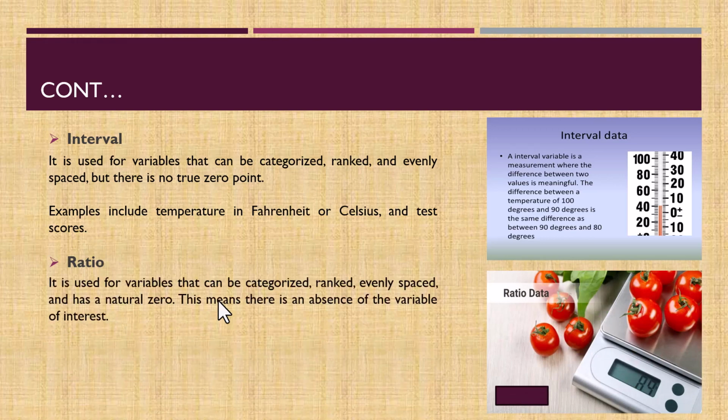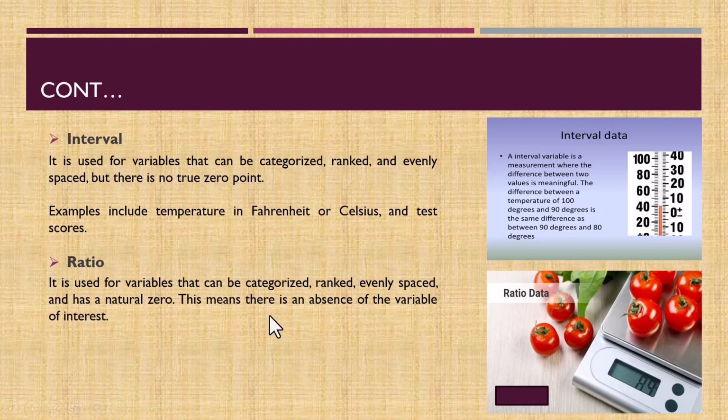This is used for variables that can be categorized, ranked, evenly spaced, and has a natural zero. For example, weight starts from zero, which means there is an absence of the variable of interest. If weight is zero, it means that it's absent, like something is weightless.